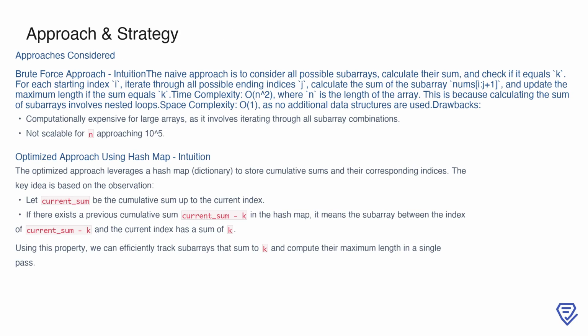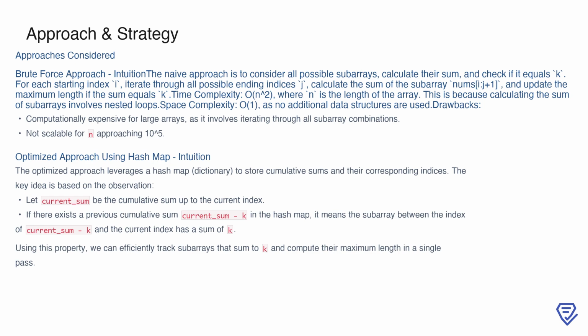To tackle this problem, we first consider the brute force approach. The idea here is straightforward. For each starting index in the array, calculate the sum of every possible subarray by iterating through all potential ending indices. If a subarray sum equals k, we update the maximum length.